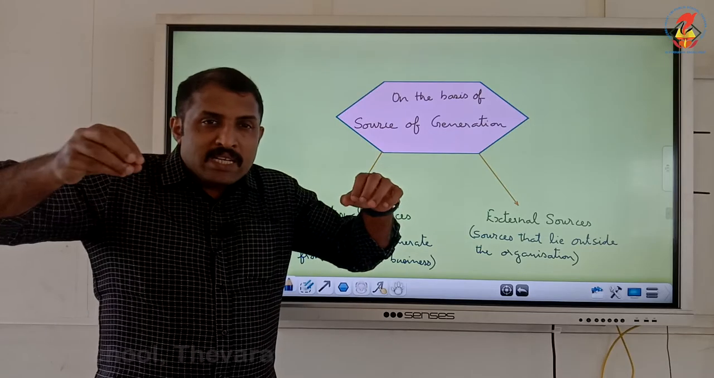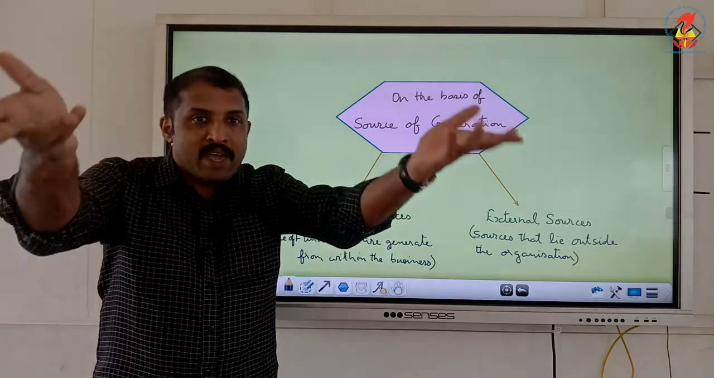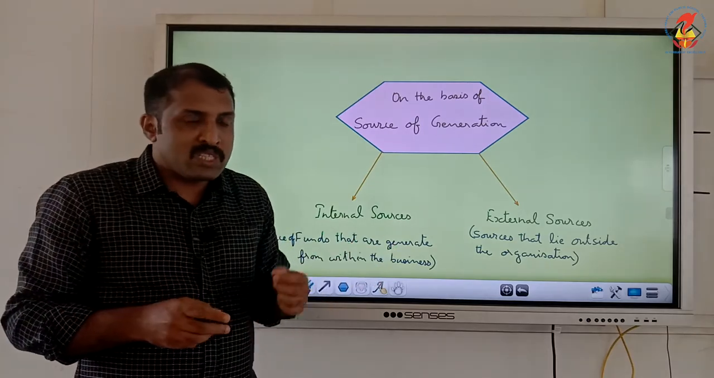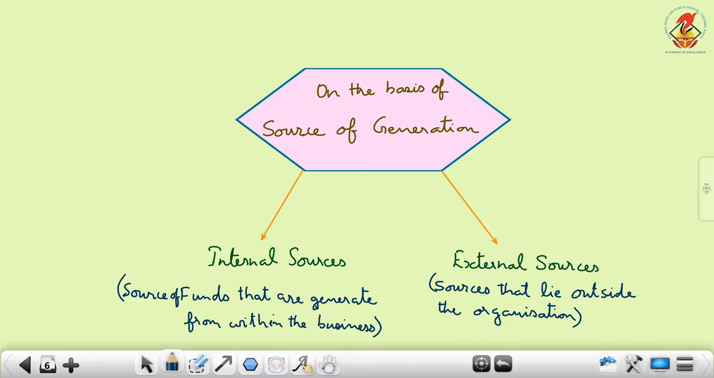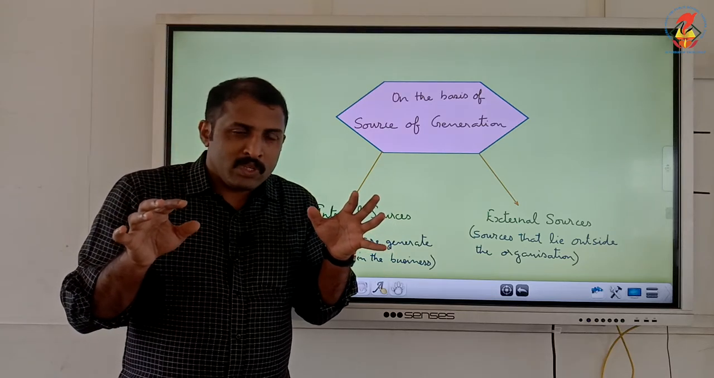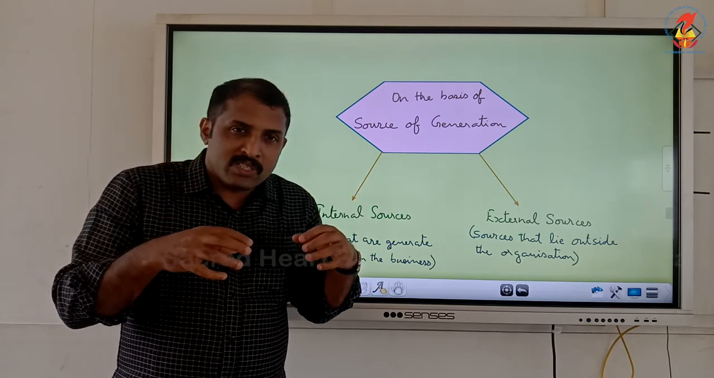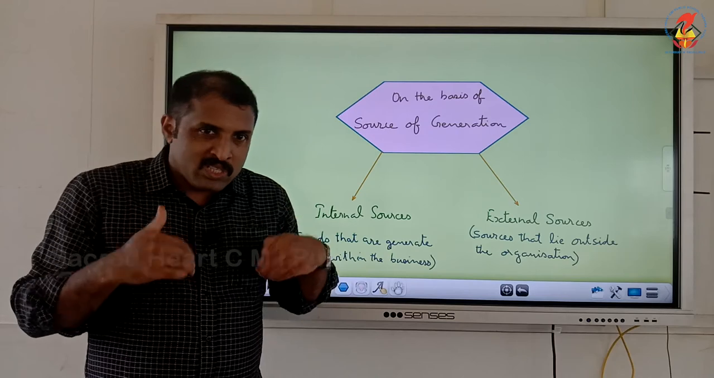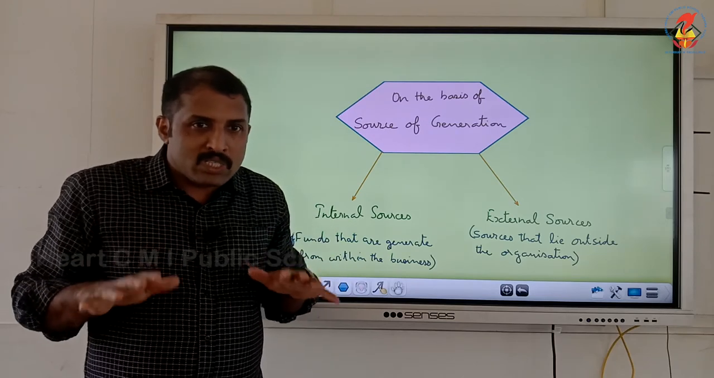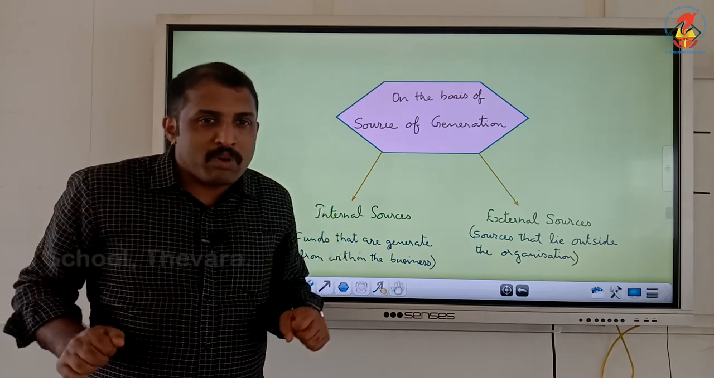it is internal sources and external sources. The name itself says it. Internal sources are those sources of fund that are generated from within the business. For example, retained earnings and equity shares, because it is from within the business: the owners are giving, or retained earnings are taken from the profit made by the business.